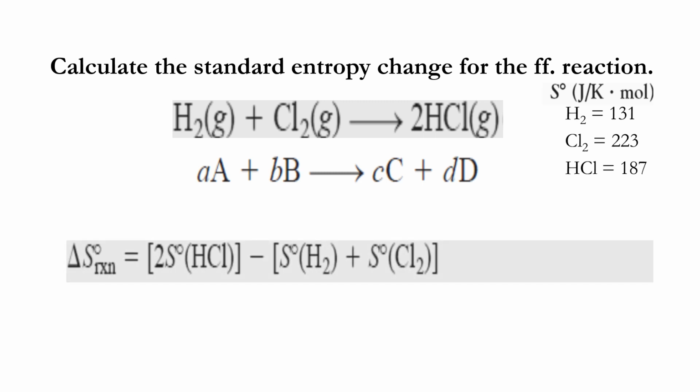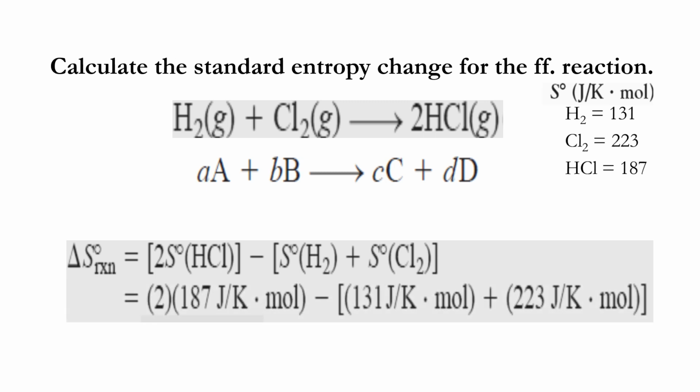So referring to the general equation, we shall have the following equation for the standard entropy change for the reaction. We have 2 times the standard entropy of our product, hydrogen chloride, minus the sum of the entropies of our reactants, hydrogen and chlorine, multiplied by their coefficients. Among the 3 substances in the reaction, only our product has coefficient 2. So you will have to multiply its standard entropy by 2 before you subtract the sum of the 2 entropies of our reactants.